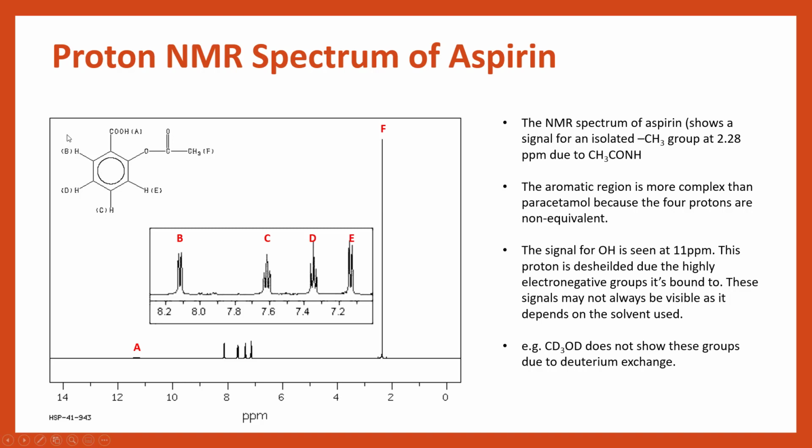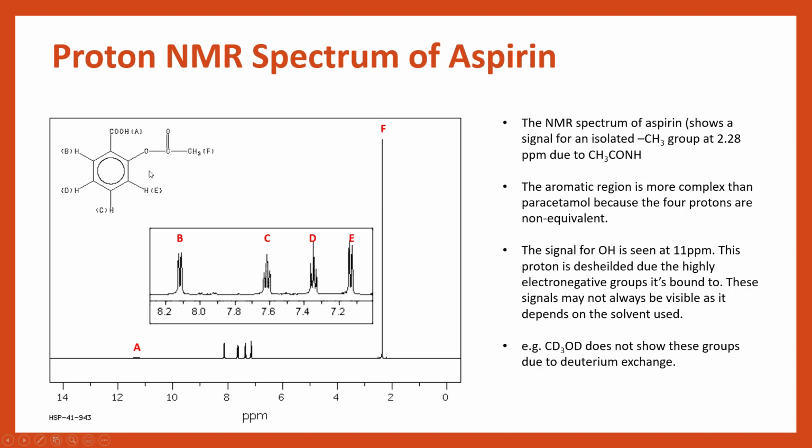So the first thing is I look at my structure. I want to identify what hydrogens are present, how many, and if any of them are equivalent, because this will tell me the number of peaks I should have. So straight away I know that the CH3 group is going to be by itself, so I'm going to have 1 large peak for this. I'm going to have 1 peak for the hydrogen bound to this carboxylic acid. It's going to be really small and really far down because it's bound to such an electronegative group.